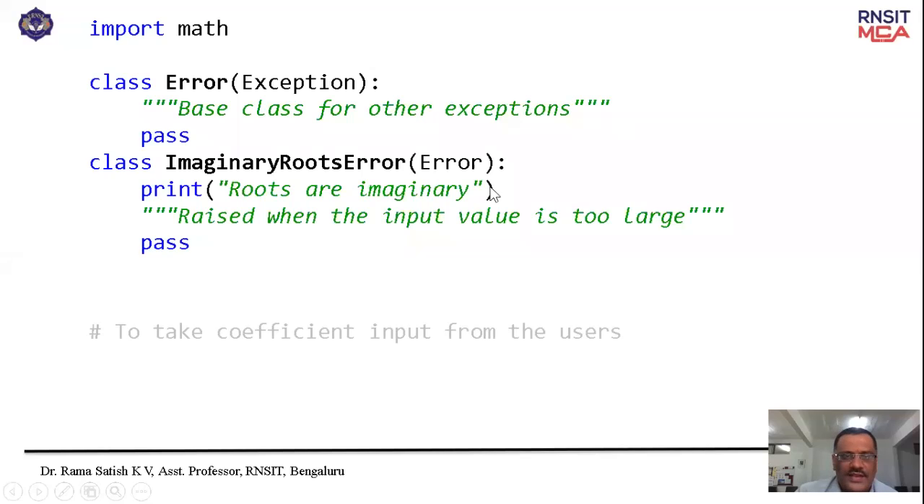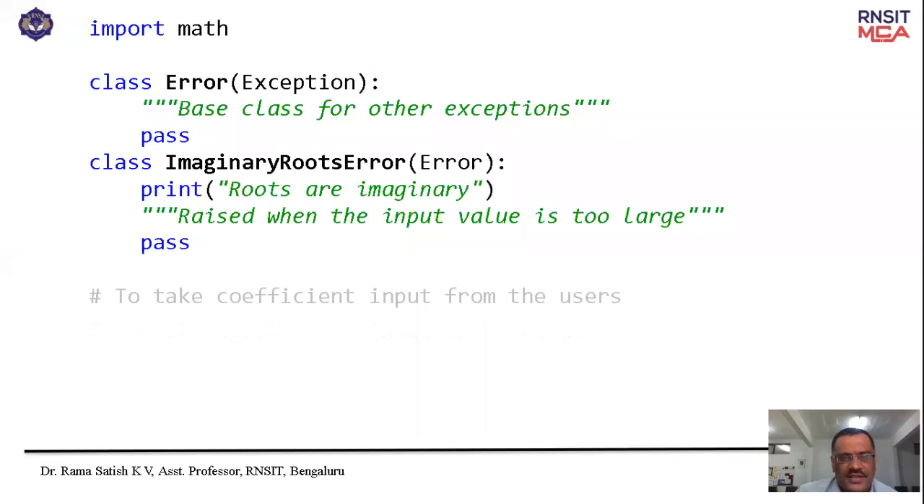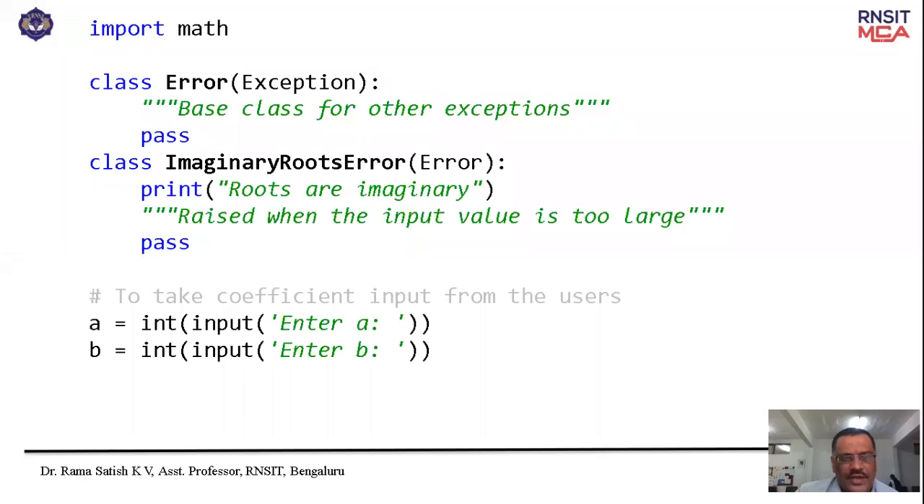Now, take the coefficients for performing the calculation. Read the inputs. A is equal to int of input of A. B is equal to int of input of B. Same way, int of input of C. You take the A, B, C values.